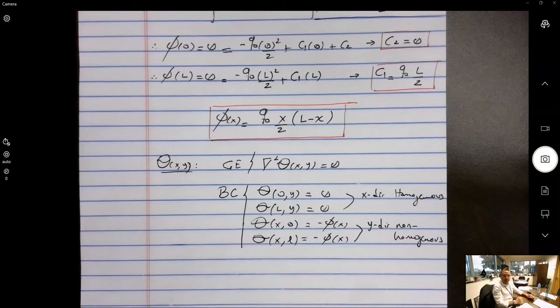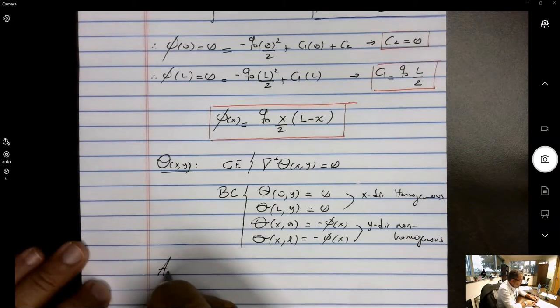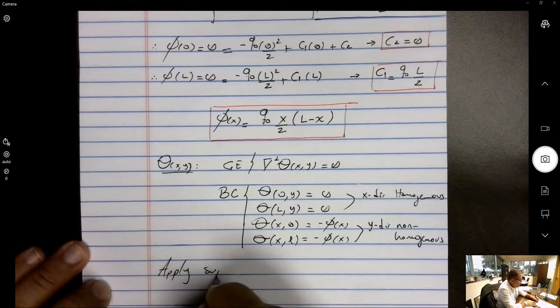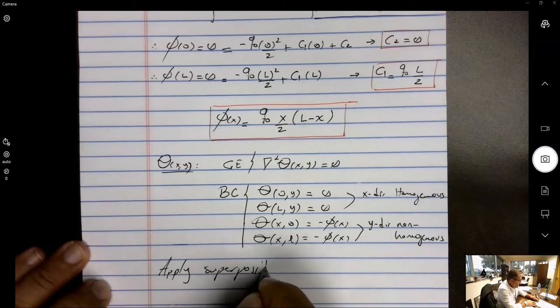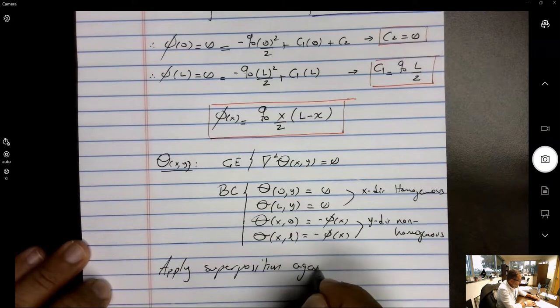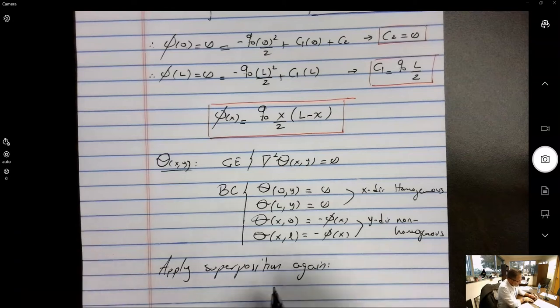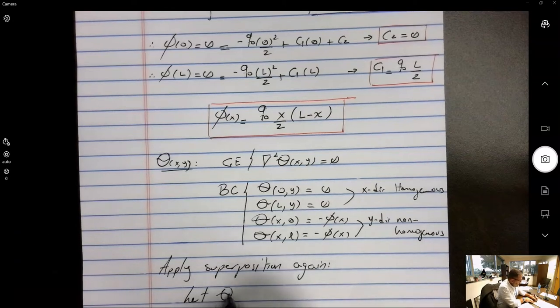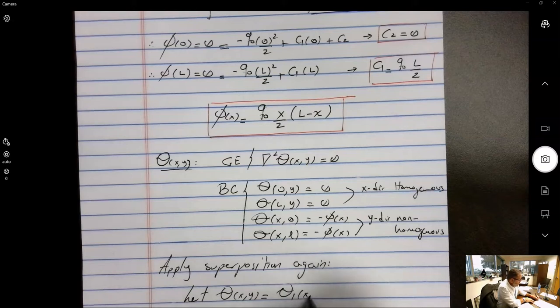All right, so separation of variables still doesn't apply because we need this problem to have a single type of homogeneous condition, or single non-homogeneous condition. So basically, apply superposition again. And that is, let theta of x and y be equal to theta 1 of x and y plus theta 2 of x and y.